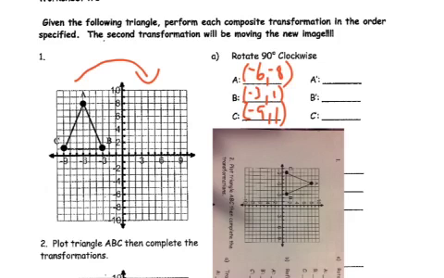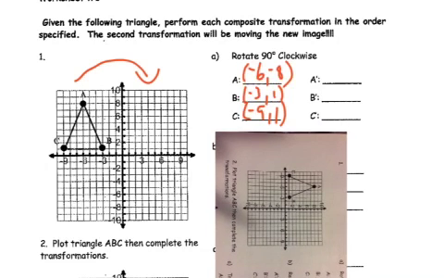So I now want to write down the ordered pairs for A, B, and C. So let's go ahead down here and look at A, B, and C. So A, my new ordered pair would be over 8, up 6. So that would be (8, 6). B would be over 1, up 3. So it's (1, 3). And C would be over 1, up 9. So (1, 9). Okay, so next thing I want to do is I want to plot these points.